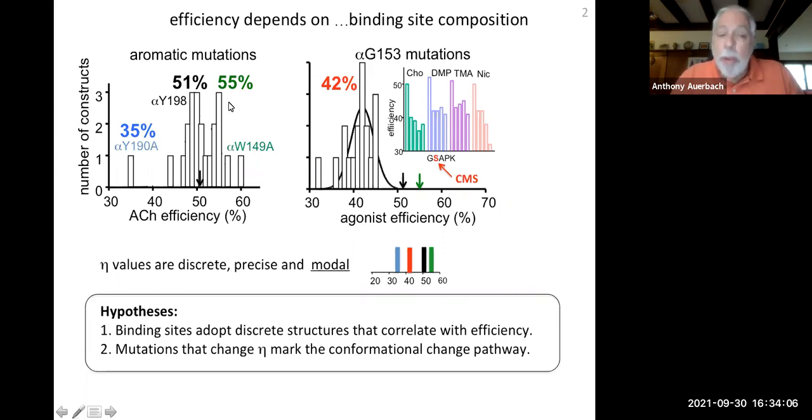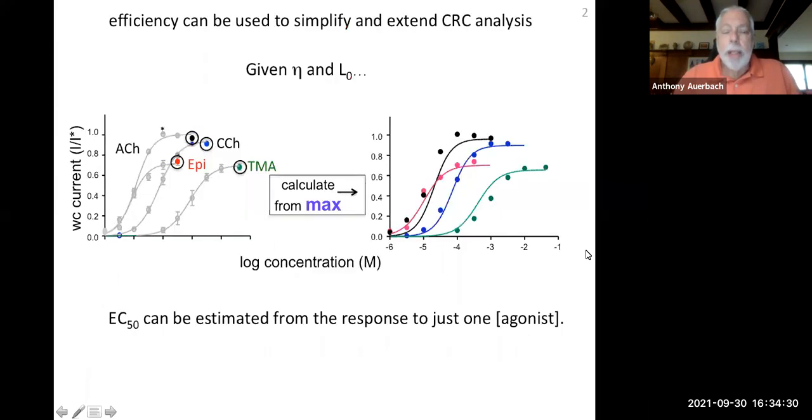93 is sort of split between 51 and 55, depending on which side chain is there. But we're now trying to expand our radius around the binding site, looking for residues that are in the outer parts of the binding site, further away. And we're hoping that efficiency marks the conformational change pathway, although that needs to be determined. Okay, enough about ACh receptor binding sites.